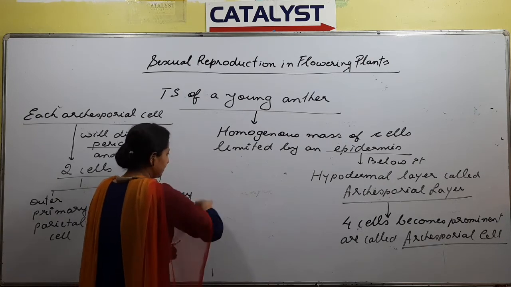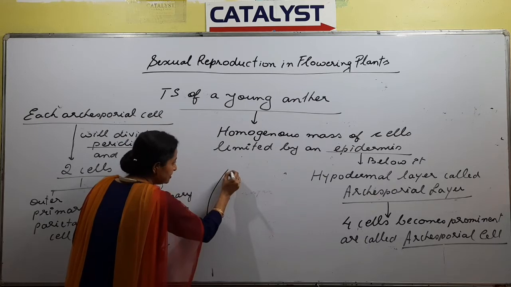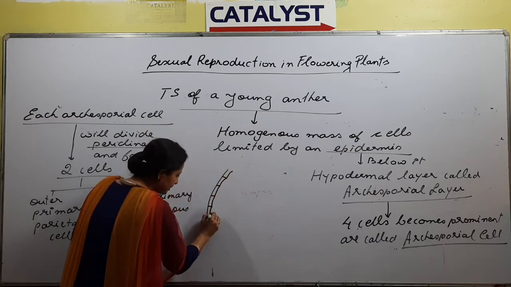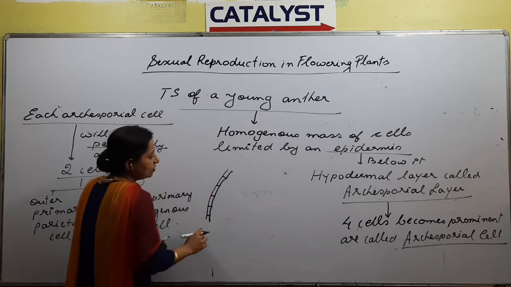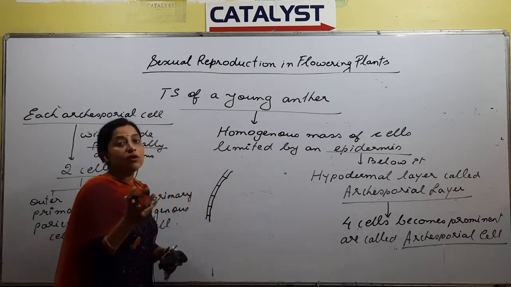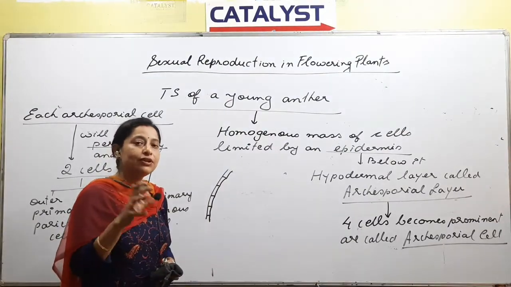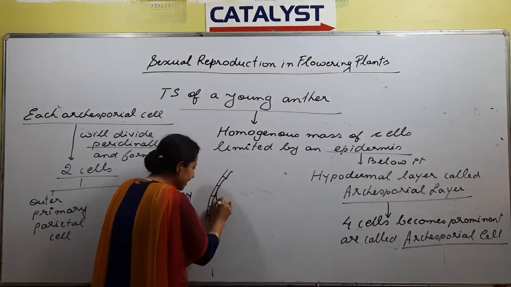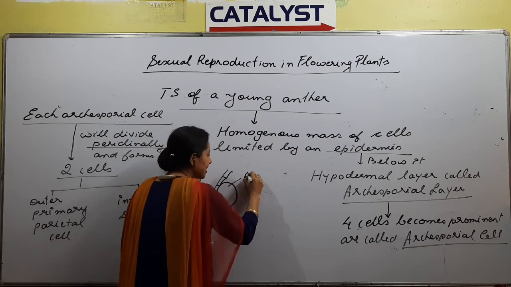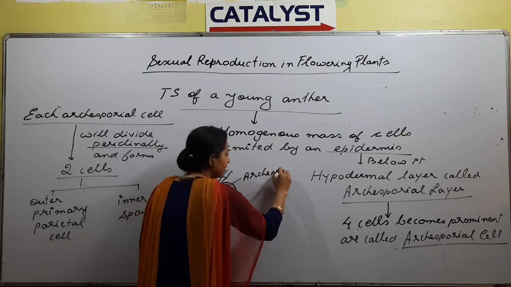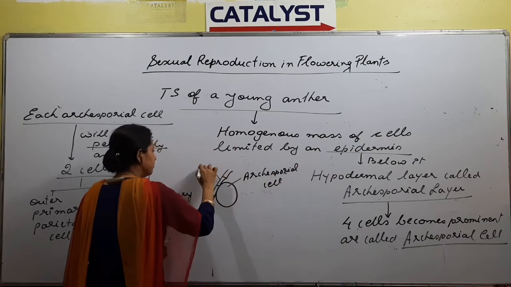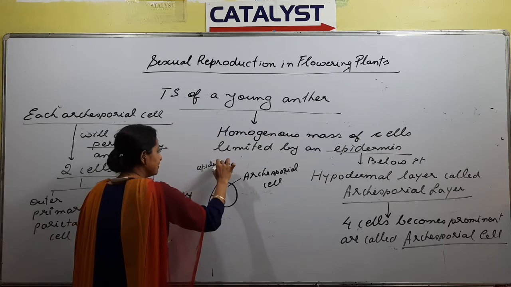So when we do the TS, because of the TS what we will see is a layer that is called the epidermis. Below the epidermis we had that layer that is called the archisporial layer. In the archisporial layer, one cell became prominent and this cell was called the archisporial cell. We call this the epidermis, right? So this is the first step.